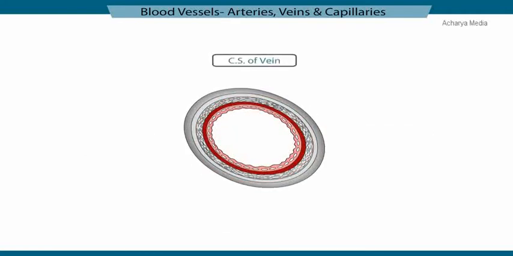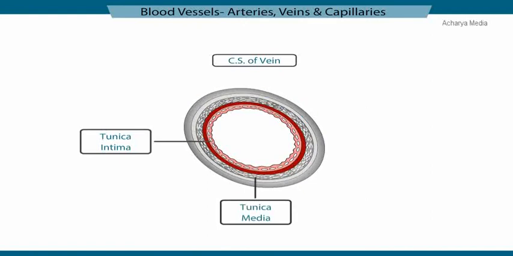The wall of a vein consists of three distinct layers, namely tunica intima, tunica media, and tunica adventitia. Tunica intima is the inner layer of the vein. It is composed of simple epithelium called endothelium and basement membrane.